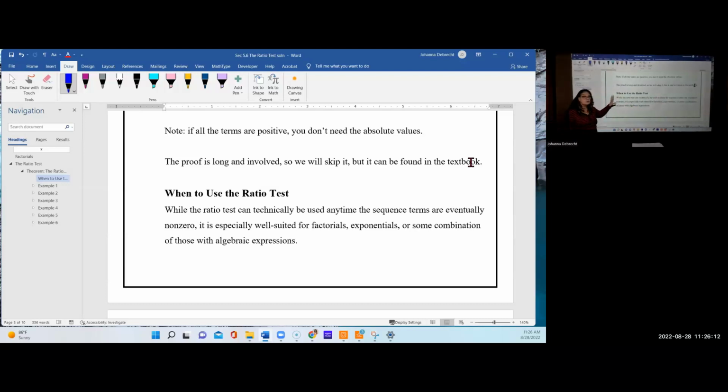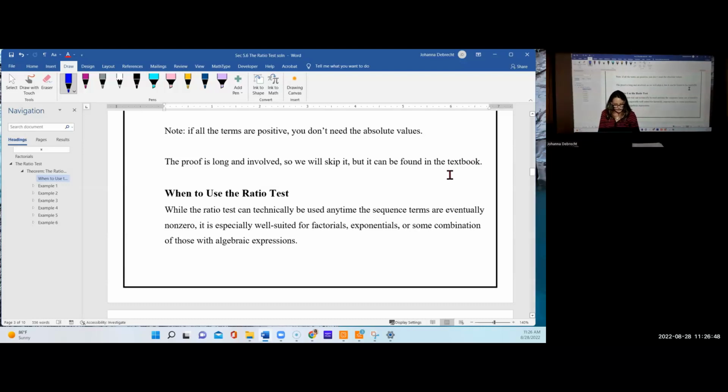But the ratio test is really well suited for anything that has factorials in it, because we can't use the integral test on that. It's also really good when we have expressions involving exponential functions. So like e to the x or 2 to the x or 5 to the x, anything that's exponentials, or some combination of factorials and or exponentials with algebraic expressions, like n squared or n minus 1 or n squared plus n minus 5. Those are algebraic.